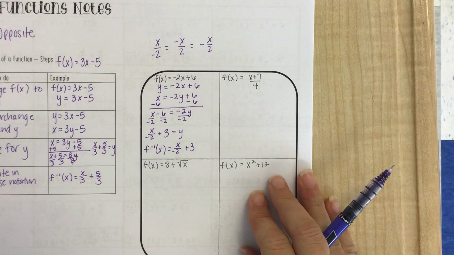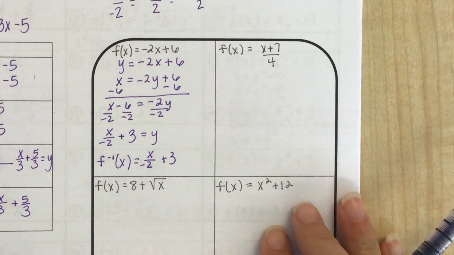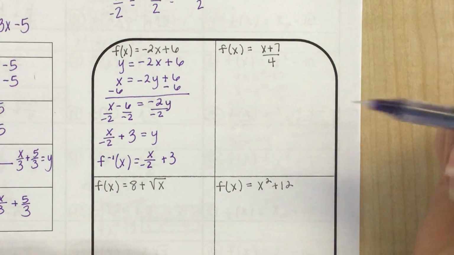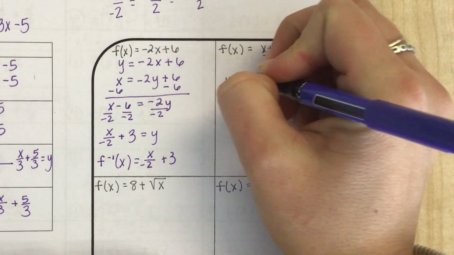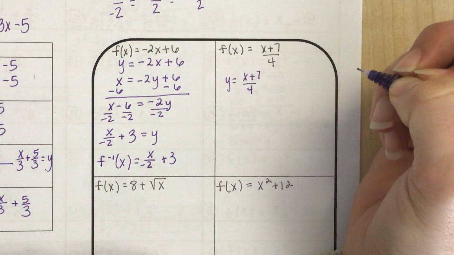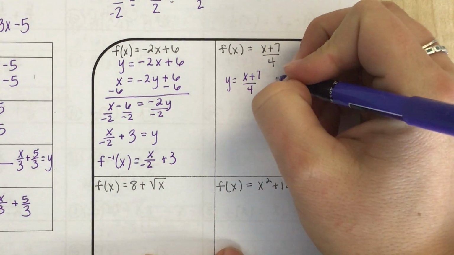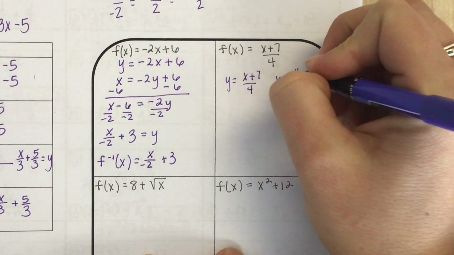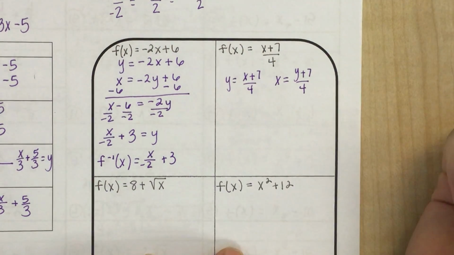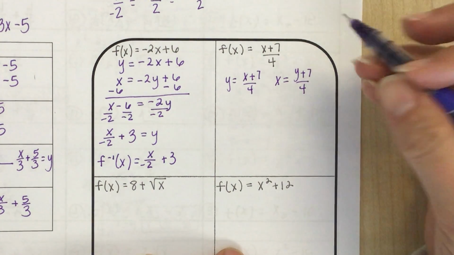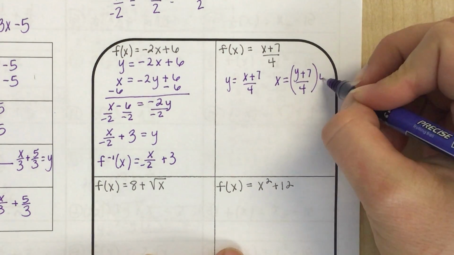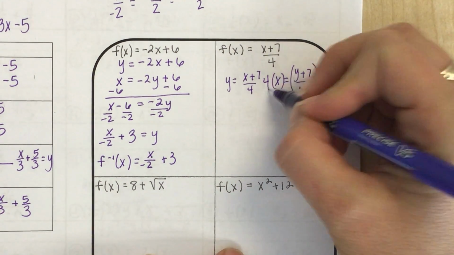All right, looking at our second example. In our second example, we now have division. So again, we're going to make this y equals x plus 7 divided by 4. And now I'm going to flip-flop. So now I have x equals y plus 7 divided by 4. Now we have to get rid of this divide by 4 first. The opposite of dividing is multiplying, so we're going to multiply both sides by 4.